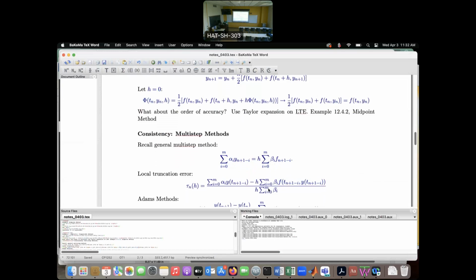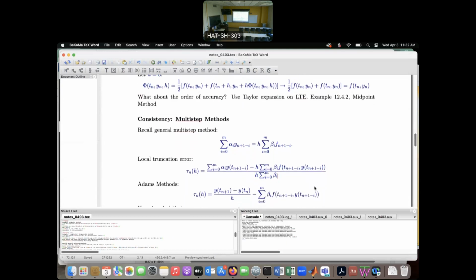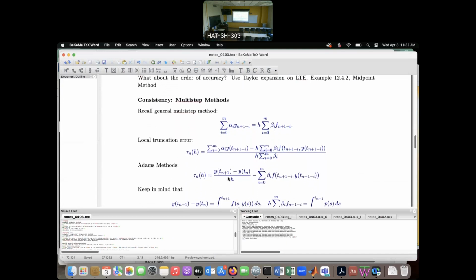Here there's this normalization to divide by the sum of the betas. Usually the betas are described so that, certainly true for Adams methods, the sum of the betas is equal to 1 anyway. But in case your method is written differently, it's best to normalize it this way. So for Adams methods, the sum of all betas is 1 by convention. So this is what you get. This is kind of similar to what we saw for local truncation error for one-step methods. You have the same fraction over here, we just have a more complicated expression over here.